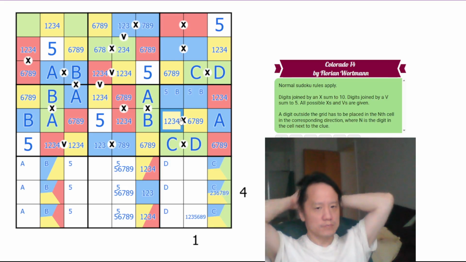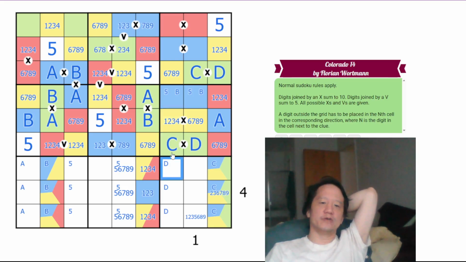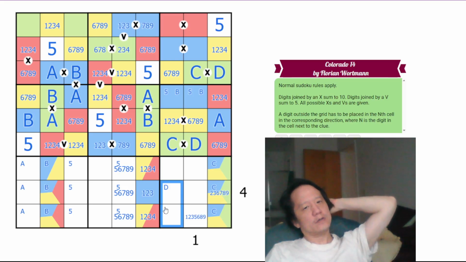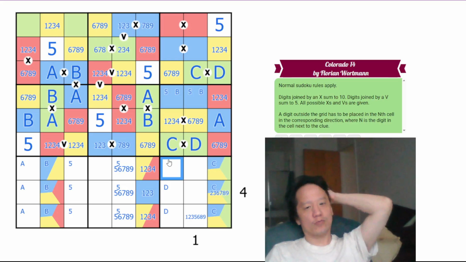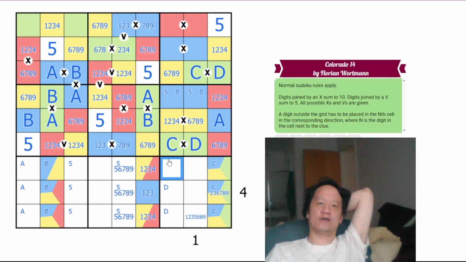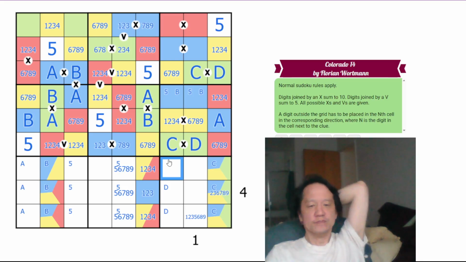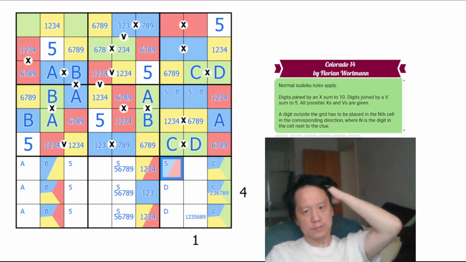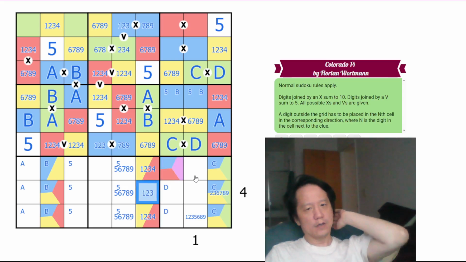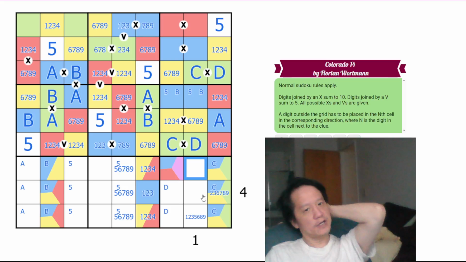This cannot be D because then this would have to have an X in between. So D is one of those two. We're missing a blue or a 5 or a red. So this is blue, red, or 5, but we're not sure which. This obviously can't be green.